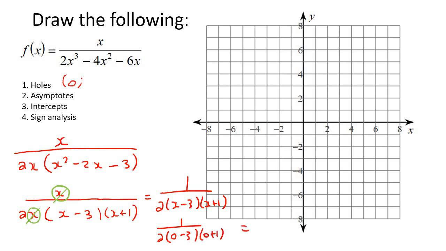And if you had to go work this out, you end up with negative 1 over 6. Okay, so 0 and negative 1 over 6. Now 1 over 6 is approximately 0.17. So we're going to go to 0 and then negative 0.17, which is like there, and we're going to make a hole. Perfect. Now we need to do our asymptotes.